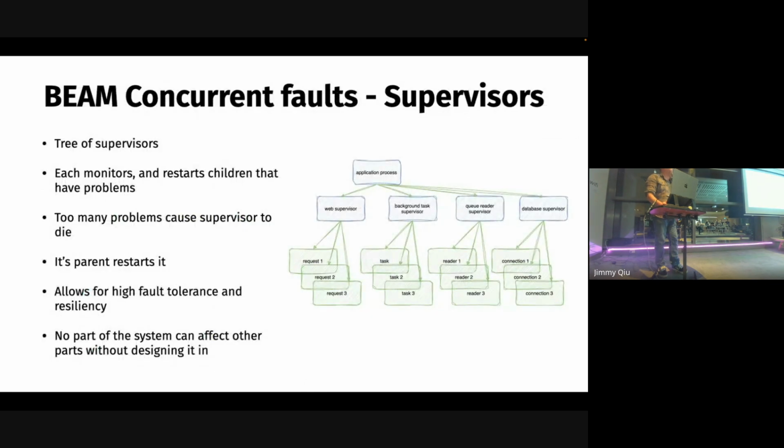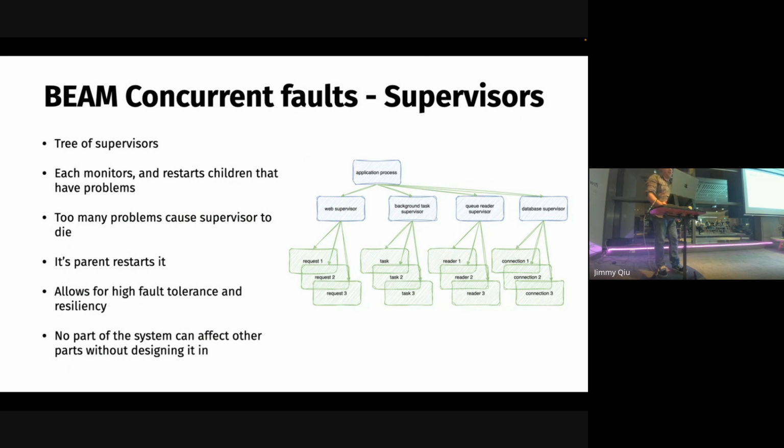So yeah, supervisors are a big selling point in Beam. So you have a tree of things. Each one monitors and restarts children, and then they can monitor and restart their children. And then they'll restart within a period. And then if you have too many restarts, then the supervisor will restart and back up the tree. The idea being you can shut down a whole part of the tree, restart it all again, and it should get you back to a known good state.